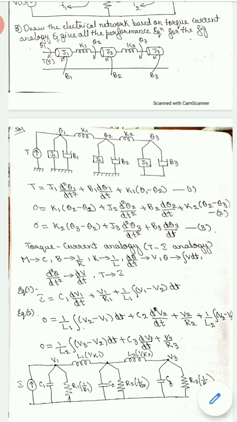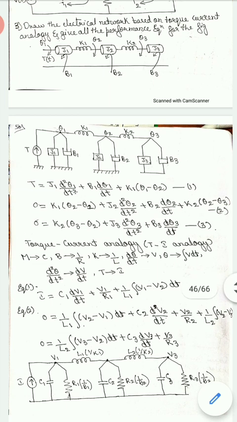There are three displacements, that is theta 1, theta 2, theta 3. Then you will get three equations. First we shall consider theta 1. T is equal to J1 d square theta 1 divided by dt square plus B1 d theta 1 divided by dt plus K1 open bracket theta 1 minus theta 2 close bracket. That is the first equation. We are considering only theta 1. What are the elements connected for theta 1?